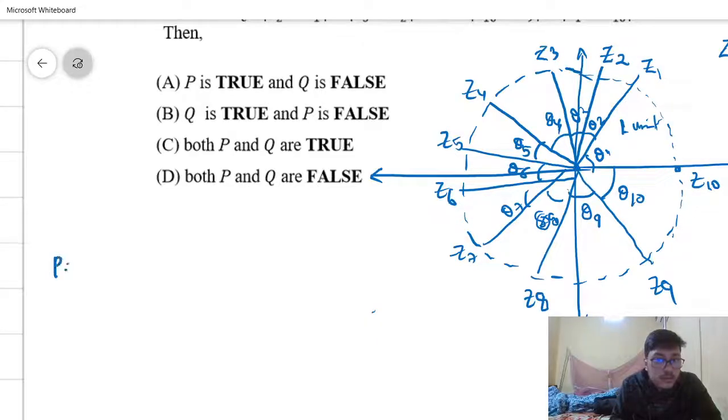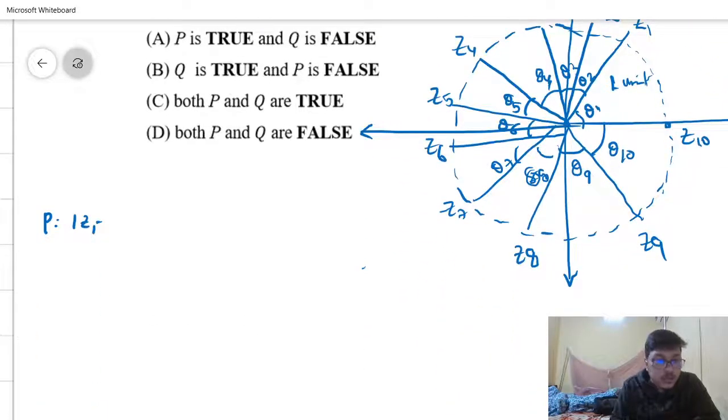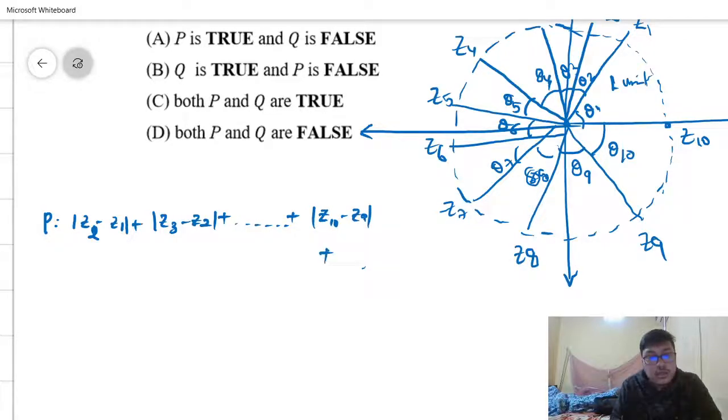P is given as the modulus of z2 minus z1, plus z3 minus z2, plus and so on, z10 minus z9, plus z1 minus z10. We have to prove or disprove that it's less than or equal to 2 pi.